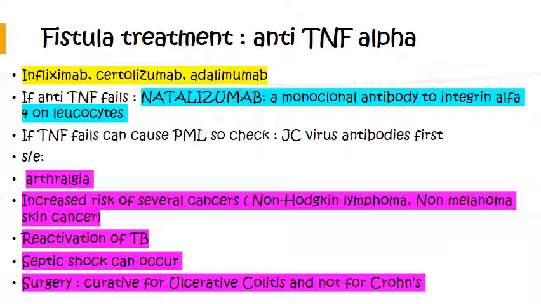Now remember, PML stands for progressive multifocal leukoencephalopathy. It's a demyelinating disease of the central nervous system which infects the oligodendrocytes and is caused by JC virus, which is a human polyoma virus.